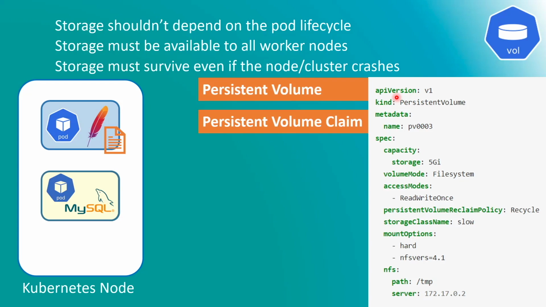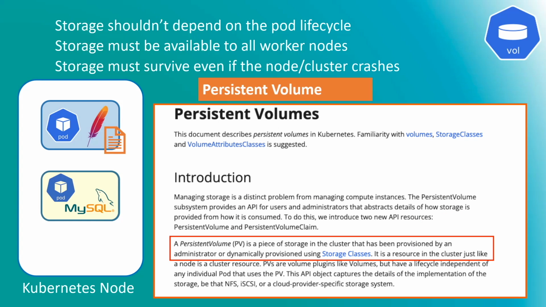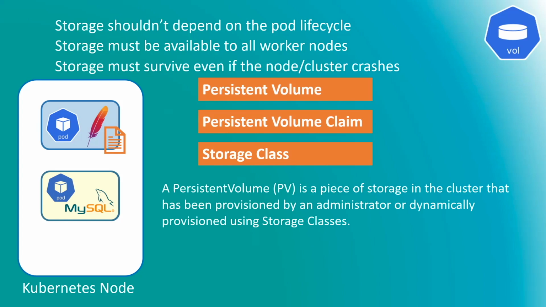Kubernetes offers 3 components to persist the data inside Kubernetes. One is persistent volume, second is persistent volume claim, and third is storage class. Let's understand all those concepts one by one. We'll start with persistent volume. The Kubernetes definition of persistent volume says it is a piece of storage in the cluster that has been provisioned by an administrator or dynamically provisioned using a storage class.